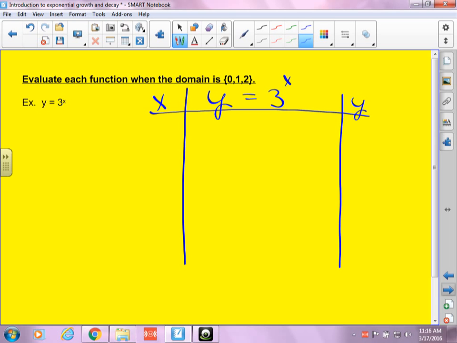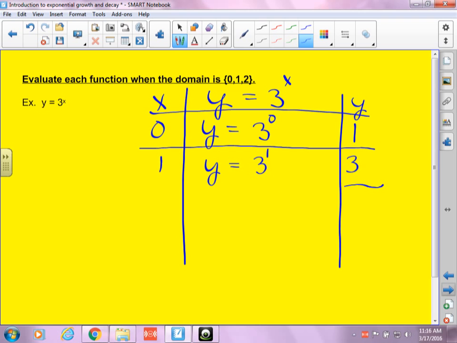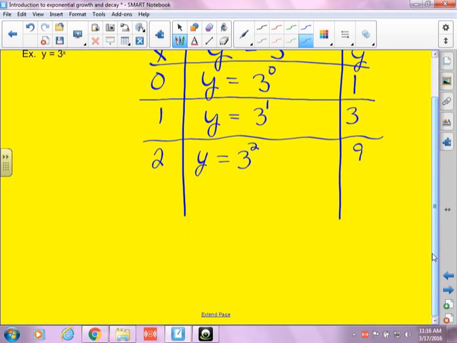All right. So you'll notice they told us to put numbers in for the domain. So I'm going to put in 0. y equals 3 to the 0. What does that give me? 1. Thank you. So some of the things that we've worked on are going to help us today. I'm going to put in a 1, so y equals 3 to the 1, which is 3. And then I'm going to put in a 2, y equals 3 to the second is 9. And so then I'm going to list my range. And I've got 1, 3, and 9.